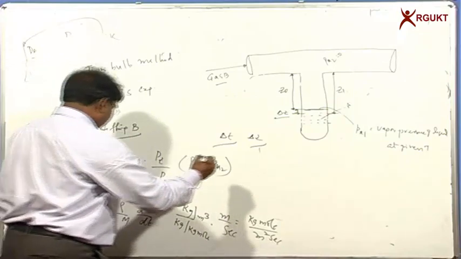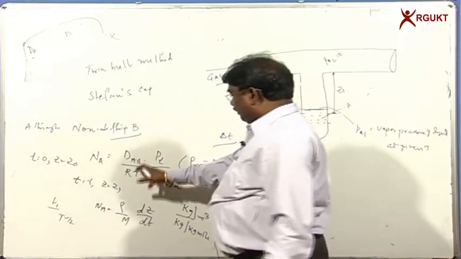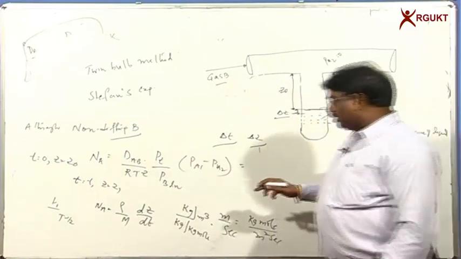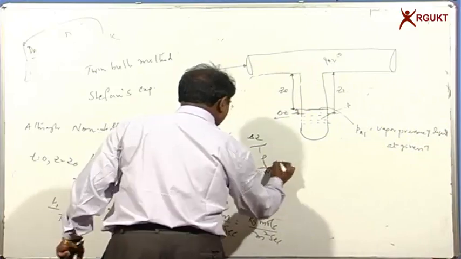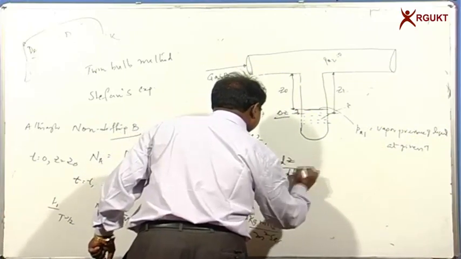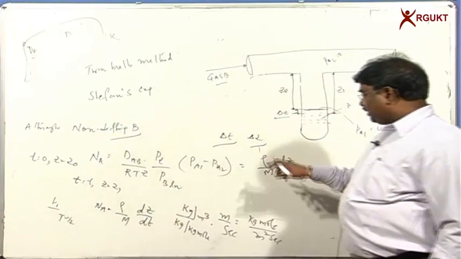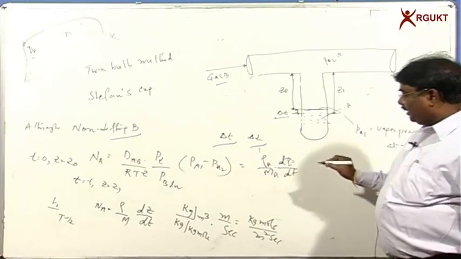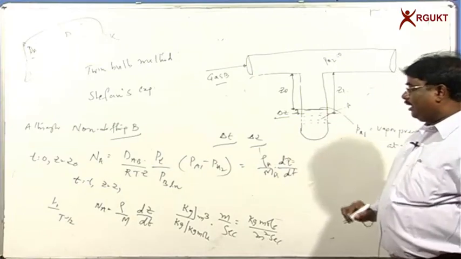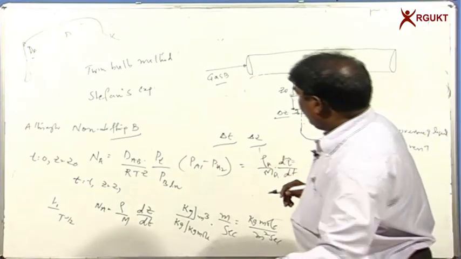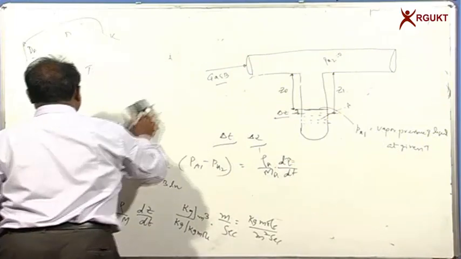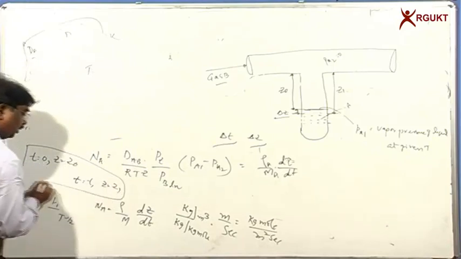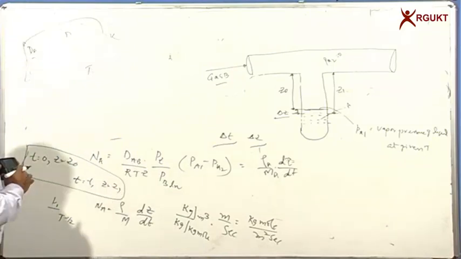So that means DAB by RT by Z into PT by PB ln into Pa1 minus Pa2 is also equal to rho by M into dz by dt, where rho is the density of the liquid, M is the molecular weight of the liquid, and Z is the distance that has fallen in a given time t. Using the boundary conditions, we can integrate this expression.